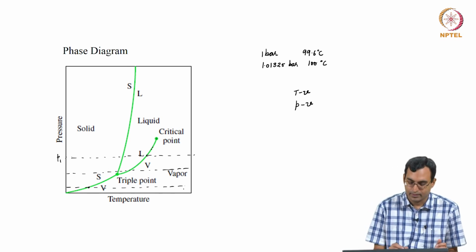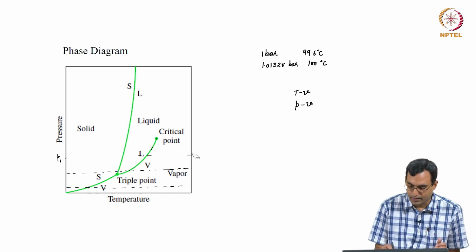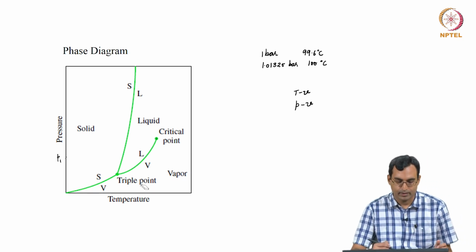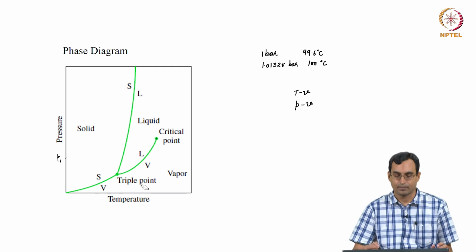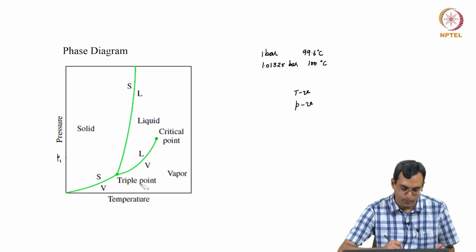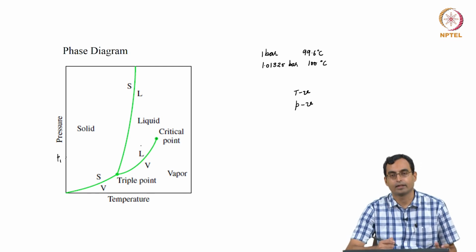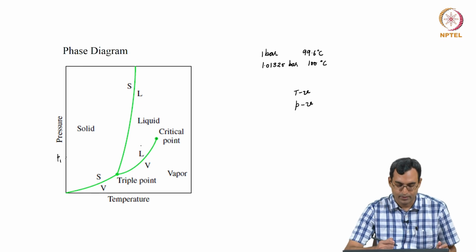Another way of looking at it would be, for example, to look at what happens when I increase the pressure at a given temperature. So, what we saw so far is what happens when we increase the temperature at a given pressure. What we can also look at is what happens when I increase or decrease the pressure at a given temperature.